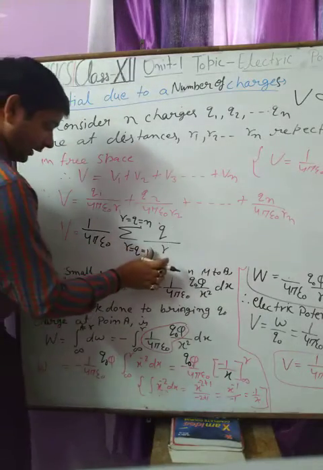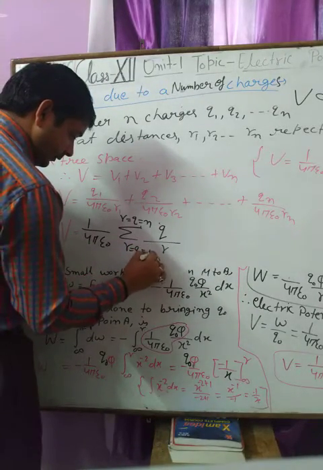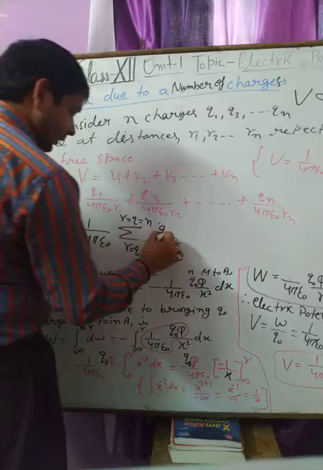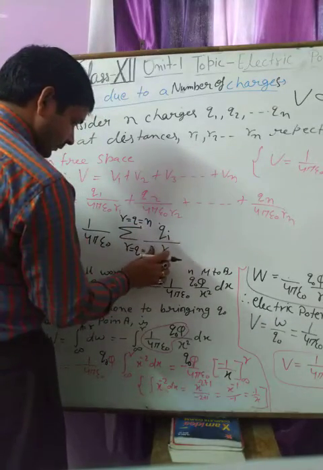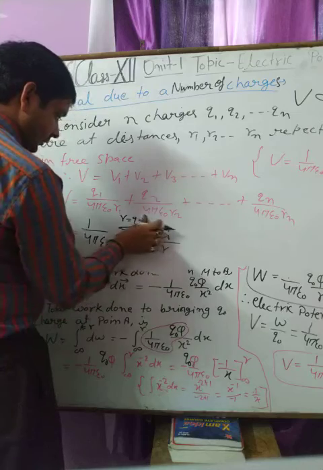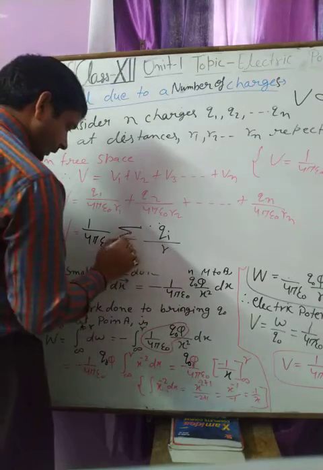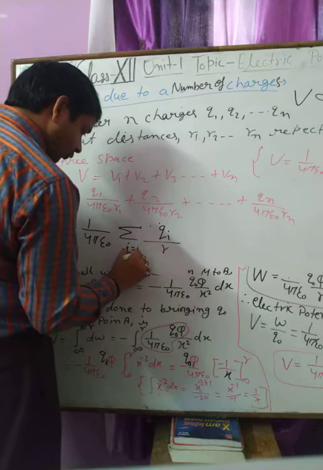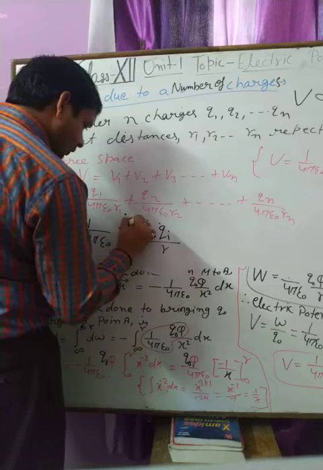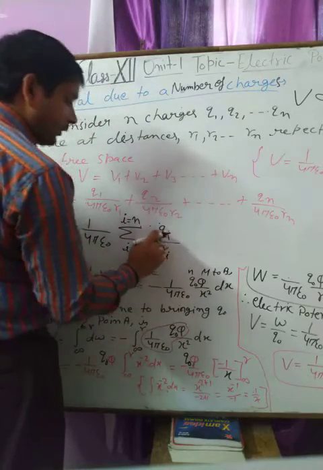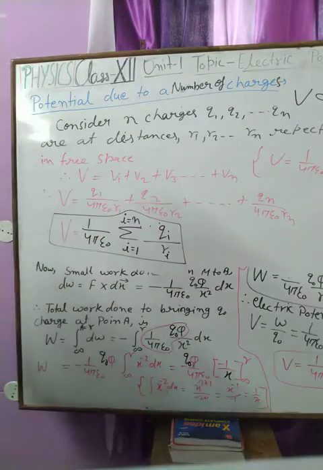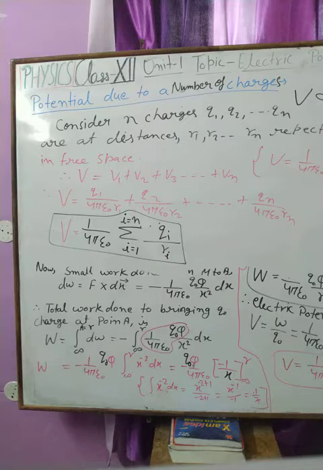Or we can also take this i from 1 to N, summation i is equal to 1 to i is equal to N, and we are using here Qi upon Ri. This is the potential due to many charges at a point. So copy all these notes. We are closing today.